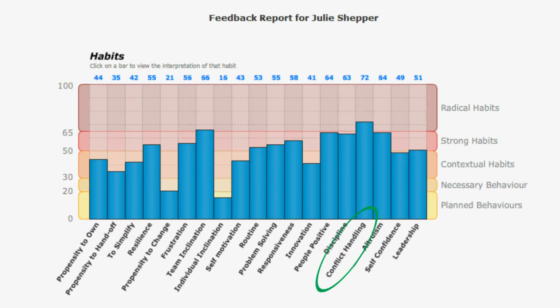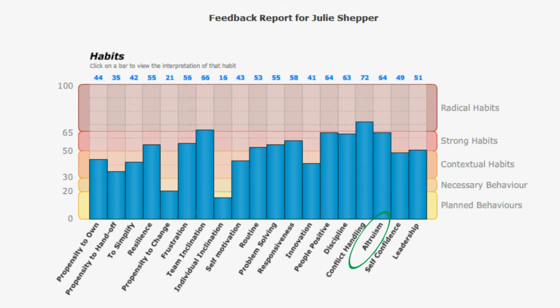Conflict handling maps how an individual behaves in the face of conflict with people or situations. Julie has a radical conflict handling habit. She can handle different types of conflict in different situations and with different people, and she is very proactive in the way she approaches the situations. She will always strive for a positive outcome and manage it in a way that it should not happen again.